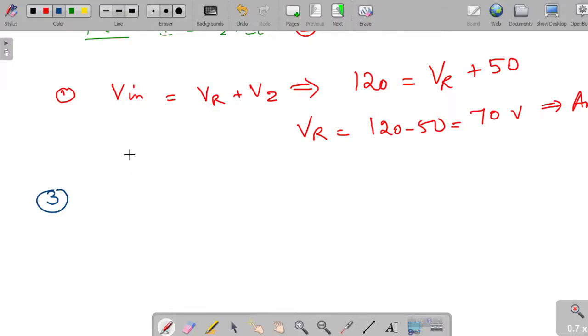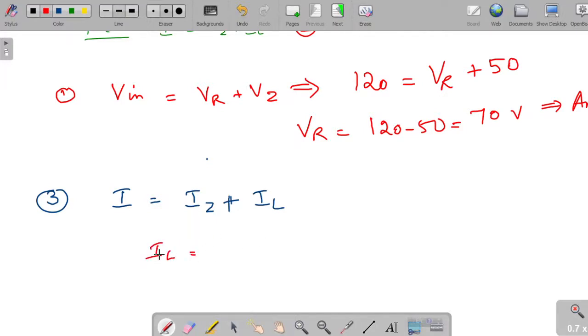So KCL says the total current I is equal to the Zener current plus the load current. Okay, so we should examine whether IZ is known to us. If these two parameters are known, then only we can go for calculating this, isn't it? So first let us determine IL.